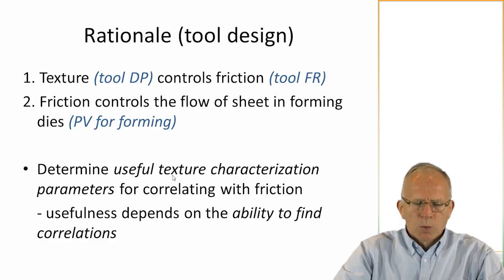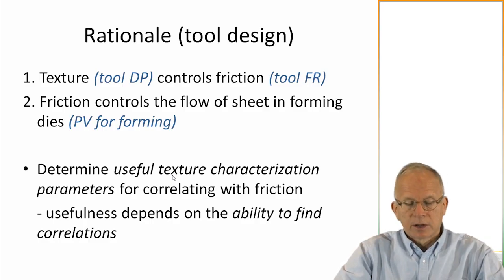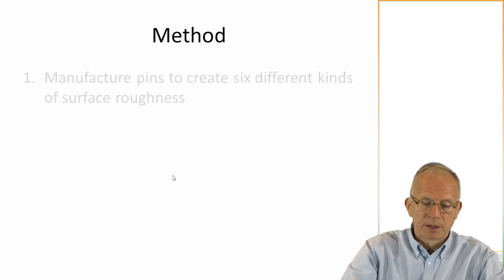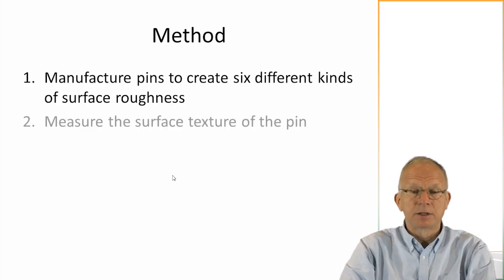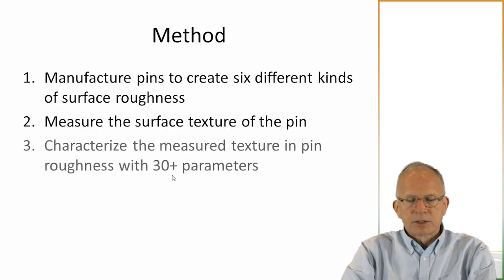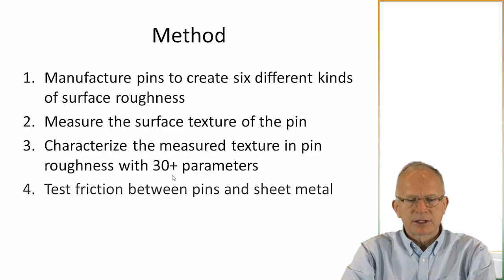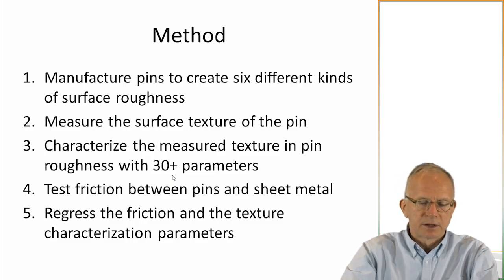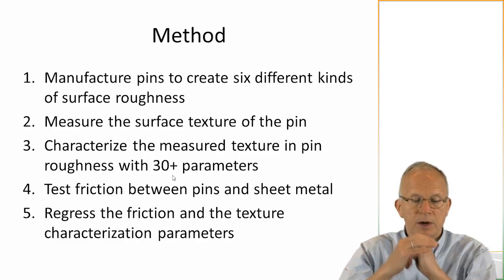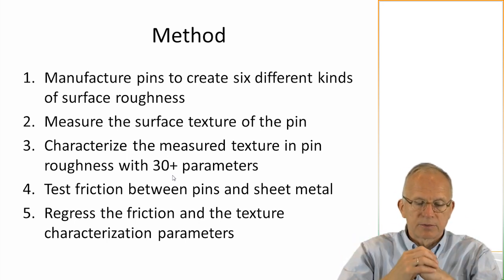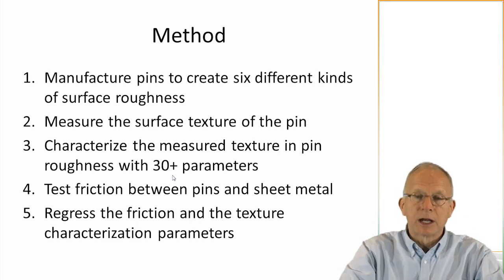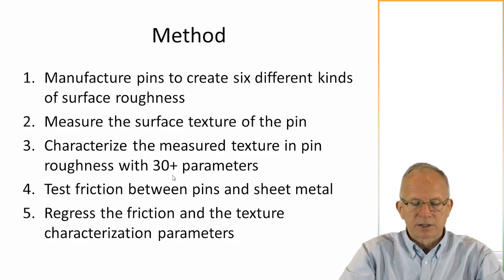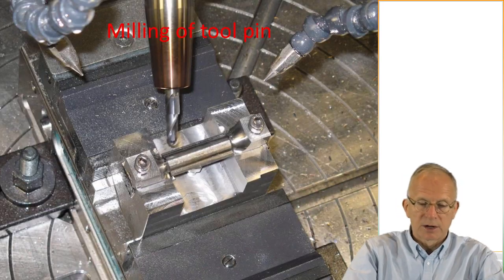So what are going to be the useful characterization parameters? And the usefulness here depends on the ability to find correlations. That's where the value is. So the method was to manufacture pins to create 6 different kinds of surface roughness, measure the surface texture of the pin, characterize the measured texture with all these different parameters, and then test to see what the friction is, and then do regression analysis so we can test for how strong the correlations are.